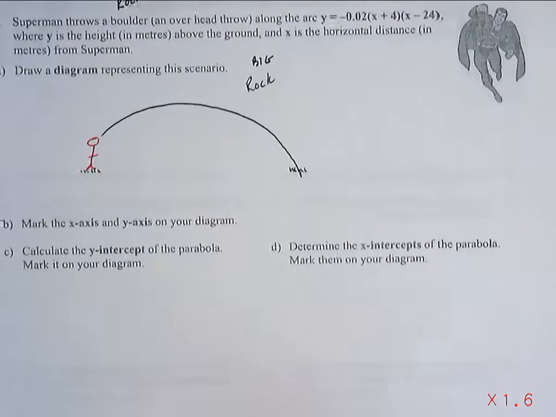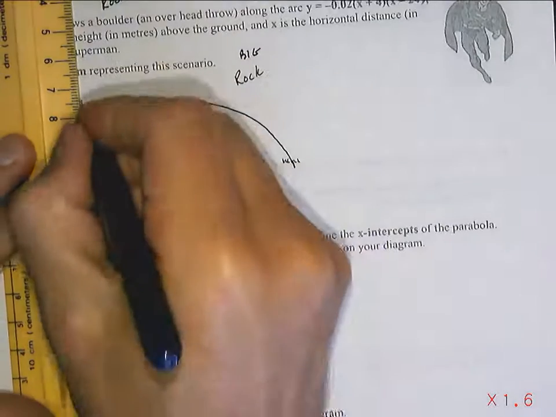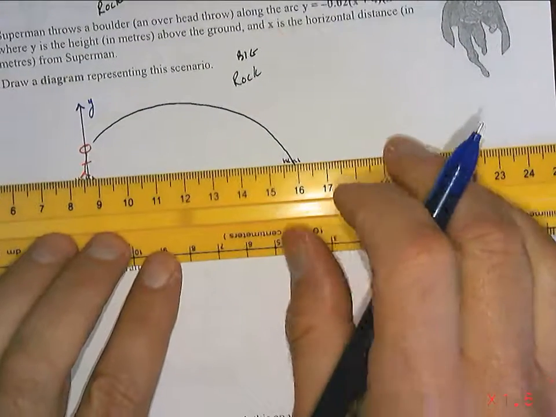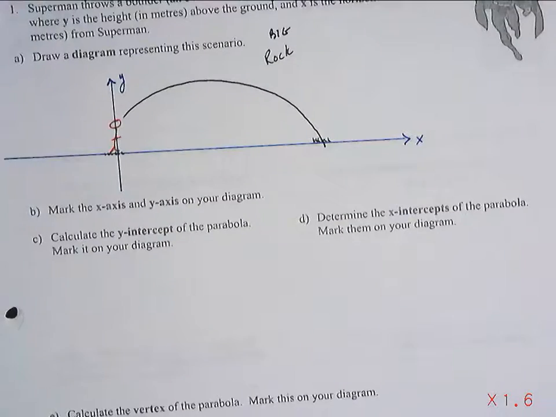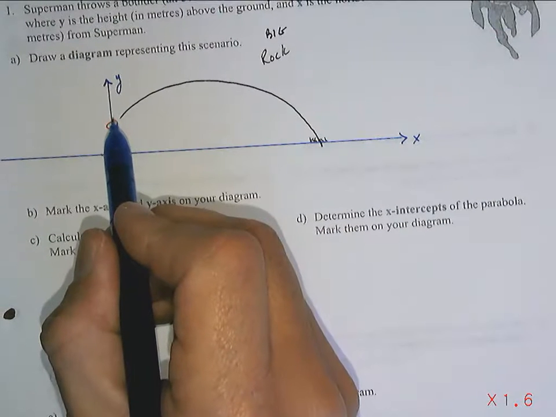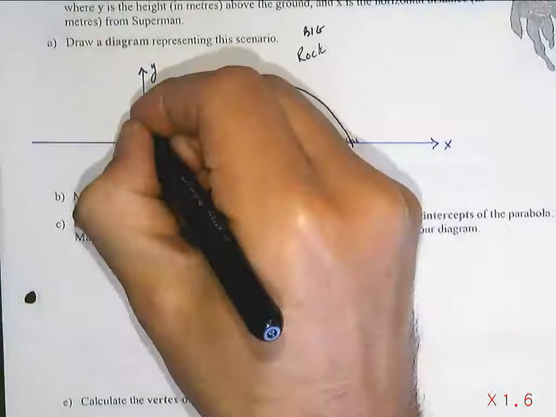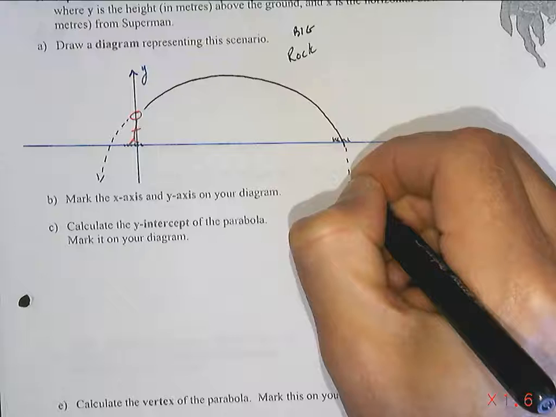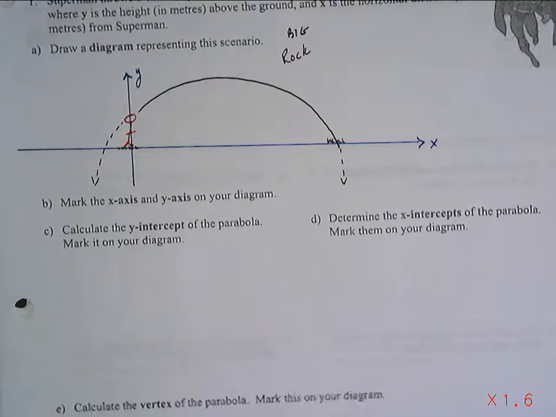So now, mark the x and y axis on your diagram. I'm thinking my y-axis can be here, and my horizontal axis can be here. Do you agree? Given that this is the height above the ground, so I'm throwing it in the air, it's an overhand throw, and then it goes through the air, and then it's going to hit the ground. Notice the parabola continues down this way. That's the parabola. That's not the rock.